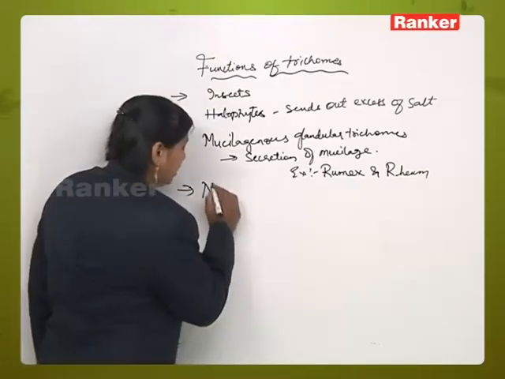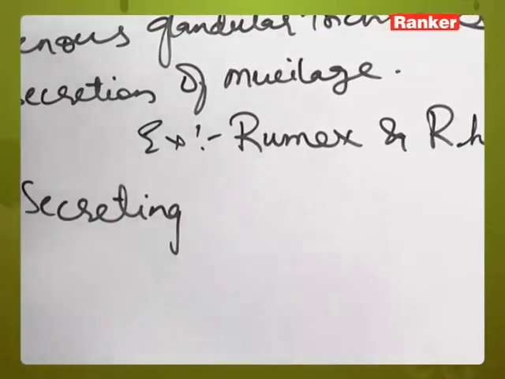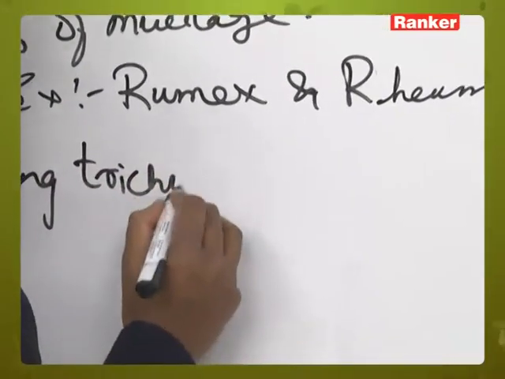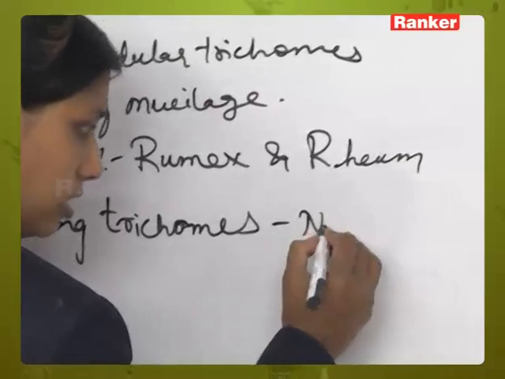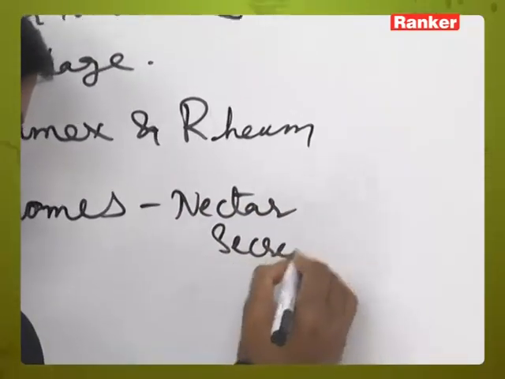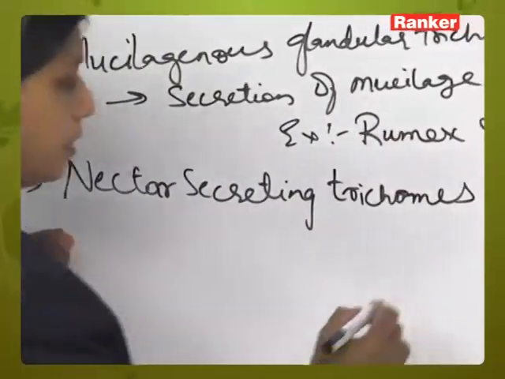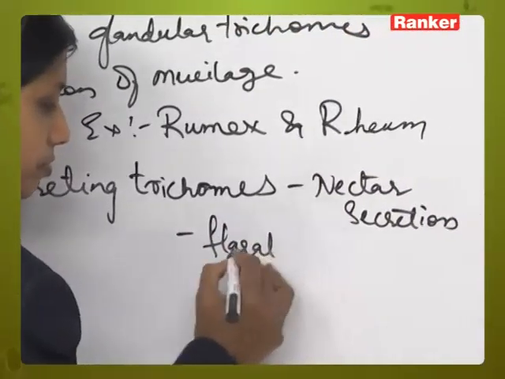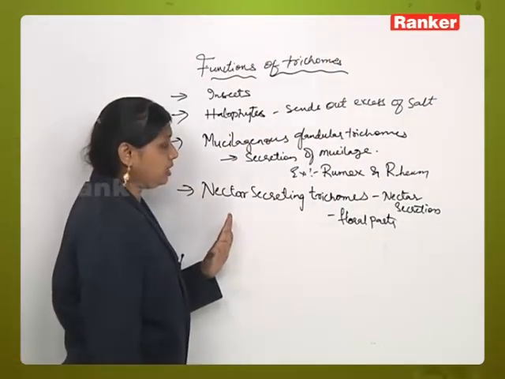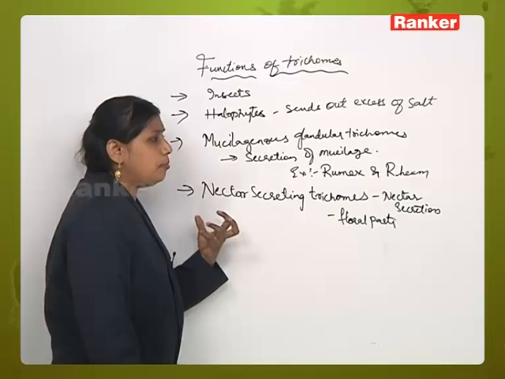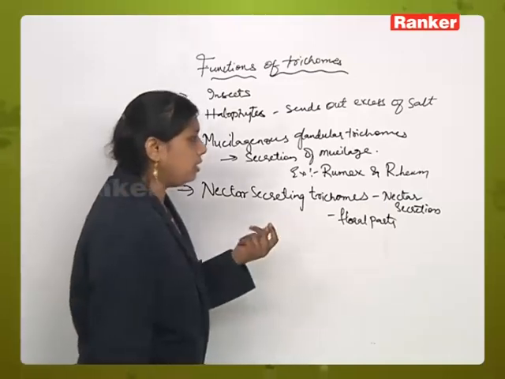Next one is nectar secreting trichomes. What do nectar secreting trichomes do? As the name itself indicates, they are helpful in the secretion of nectar. And where are these present? These are present in the floral parts of the plant. And a special type of trichome is helpful in the absorption of water and mineral salts from the soil to the plant body.